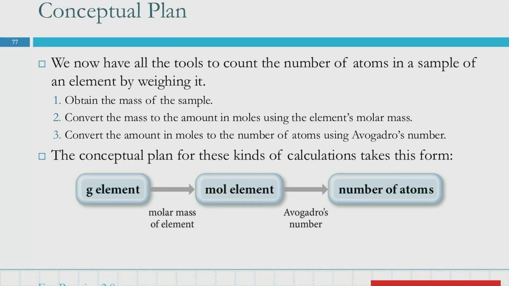Avogadro's number we're basically just going to be using to go between moles and atoms. We're not going to be using it quite as much as molar mass.